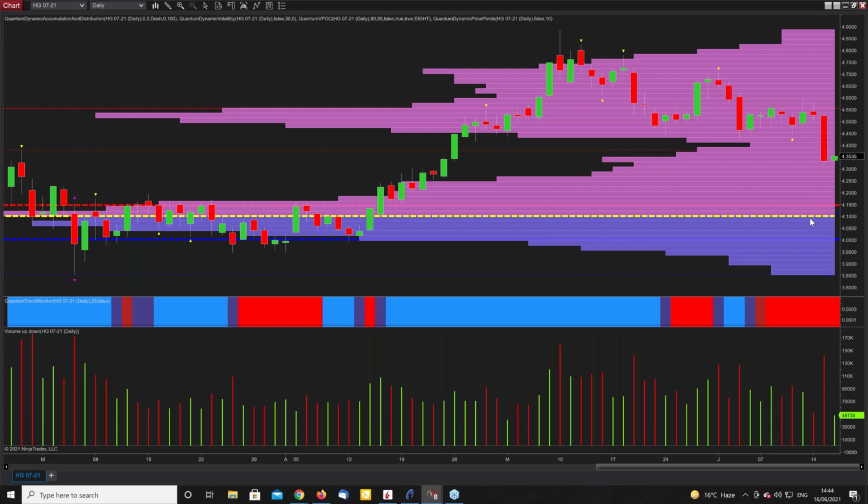From a fundamental perspective, what is driving copper right now is very much from China, because what China have done is that they have insisted that their state-run organizations reduce their demand for copper from overseas and actually use some of the stockpiles that China has itself. And that is a diktat which has come from the state.